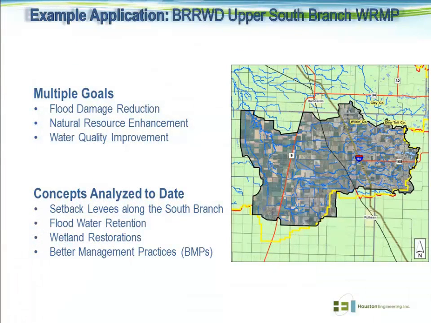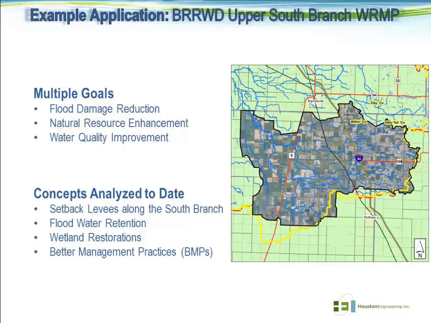So the first topic we're going to talk about is an example application within the Buffalo Red River Watershed District in northwestern Minnesota, right around the Moorhead area. The project we're going to be discussing is the Upper South Branch Water Resources Management Plan. Basically, this project consisted of the project mediation team coming up with a series of solutions for a multitude of complex problems that exist within this particular watershed.